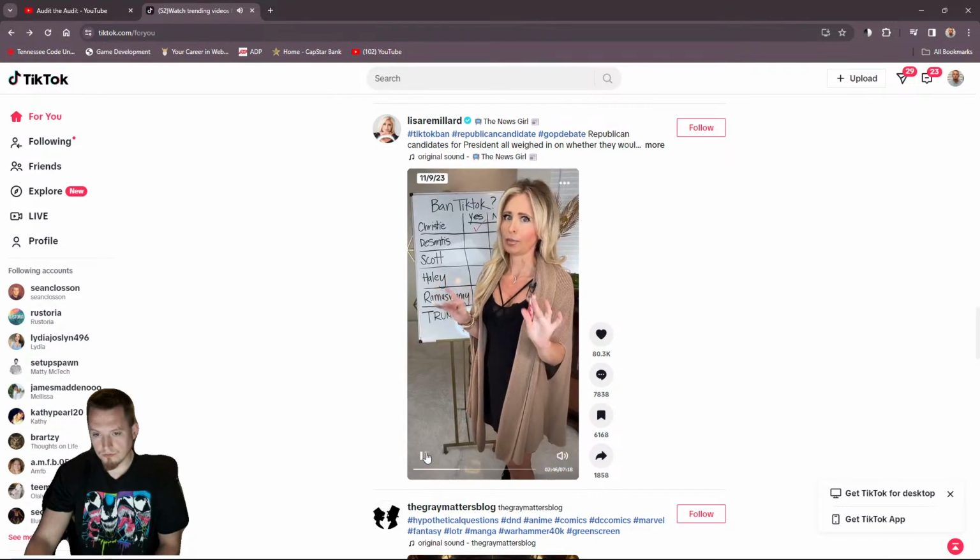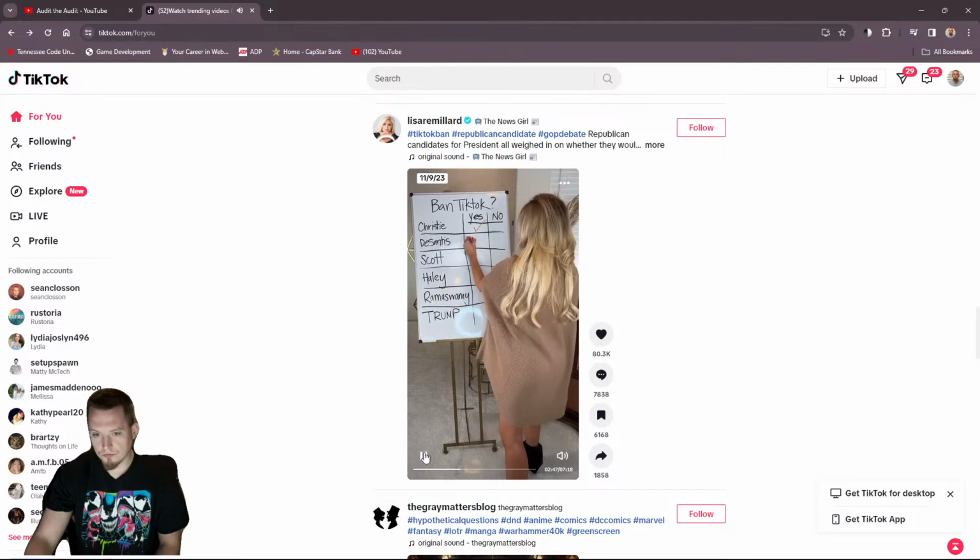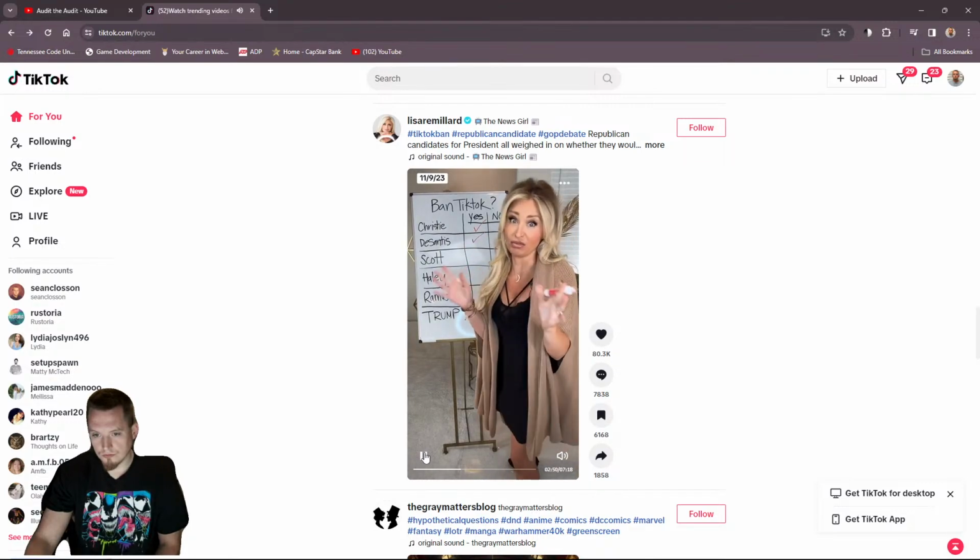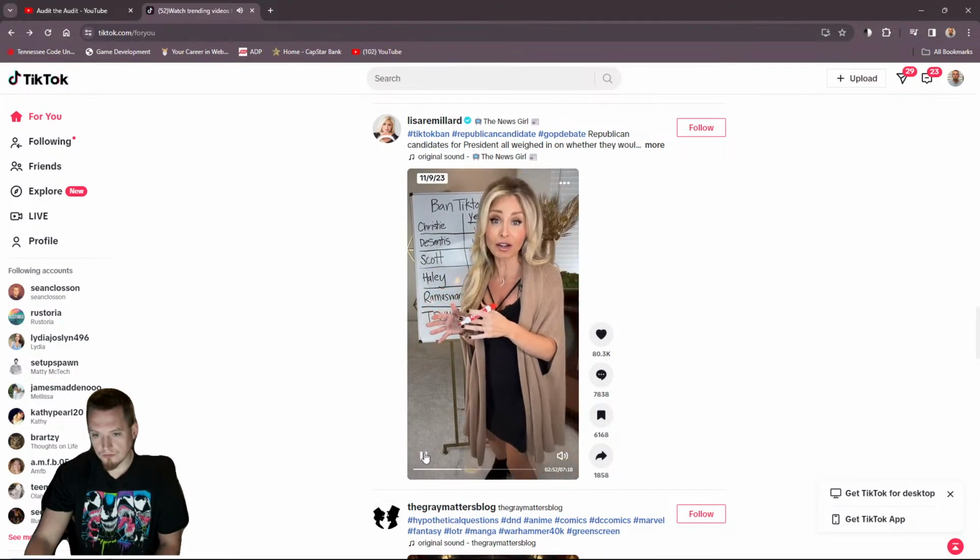There was a lot in there, but I'm pretty sure he was also a yes on a TikTok ban. So now let's hear from South Carolina Senator Tim Scott.